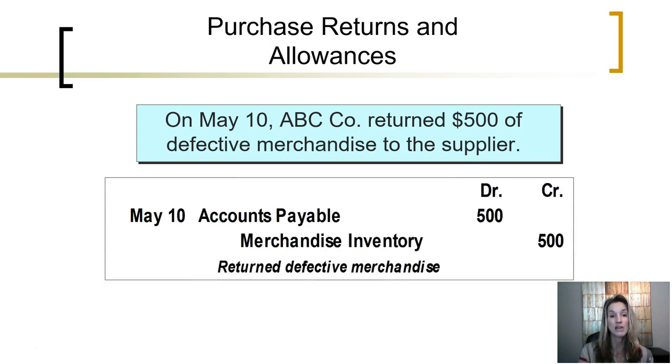We need to decrease the inventory account because we no longer have the $500 that we originally recorded as having been obtained. We are also going to decrease our liability account for the amount returned. We're not going to pay for inventory that we had returned.